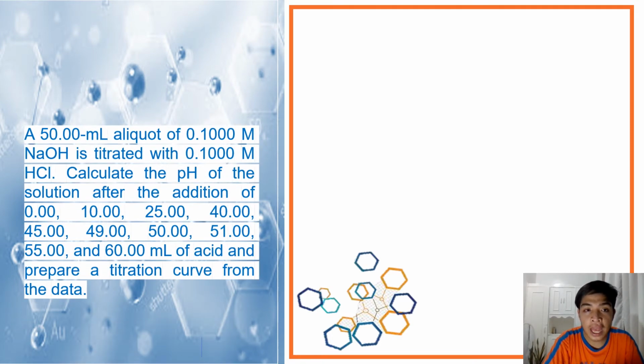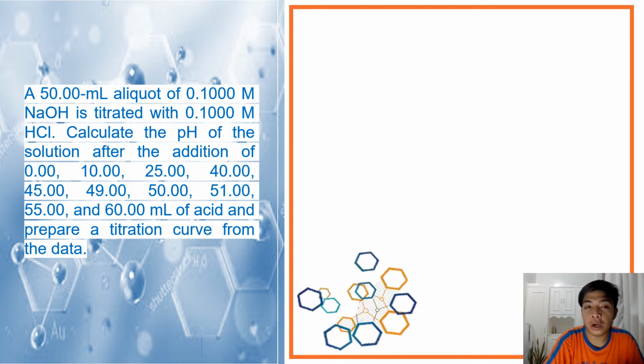A 50 mL aliquot of 0.1 molar sodium hydroxide is titrated with 0.1 molar hydrochloric acid. Calculate the pH of the solution after the addition of 0, 10, 25, 40, 45, 49, 50, 51, 55, and 60 mL of acid and prepare a titration curve from the data. So in this problem, we're going to calculate the pH of the solution after the addition of certain volumes of the titrant to the analyte, and prepare a titration curve from the obtained data, which is the pH.